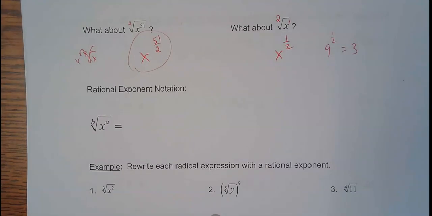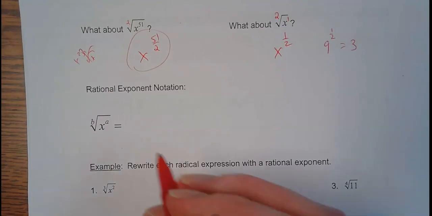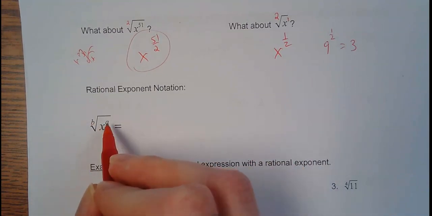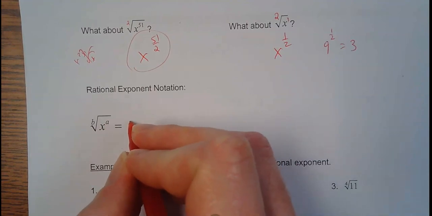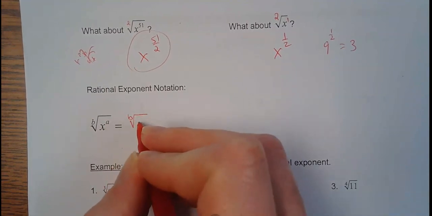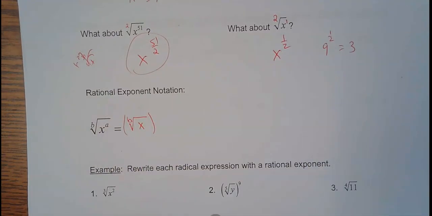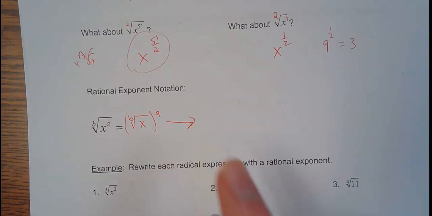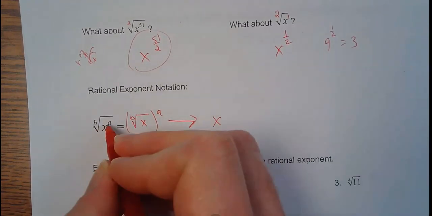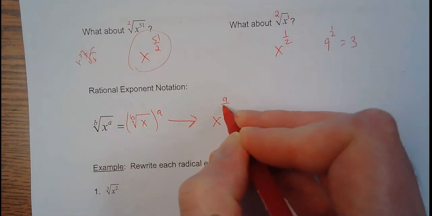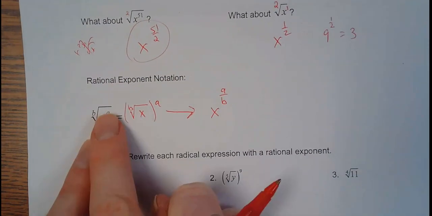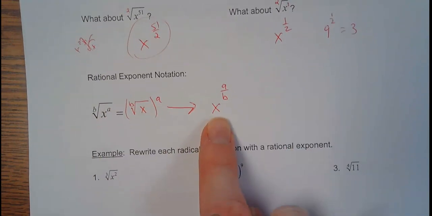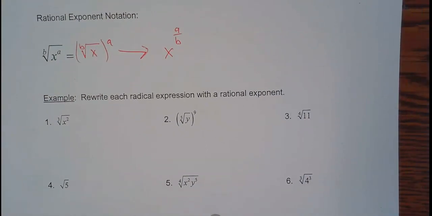So the rational exponent notation here is, and I should mention, it doesn't matter if a is inside the radical or not. I'll just quickly say that this could be the same thing as the bth root of x raised to the 8th power. Either way, they both can be simplified to x to the a over b power, a on top, b on bottom. So no matter whether the a is inside the radical or outside the radical, either way you look at it, this is true.